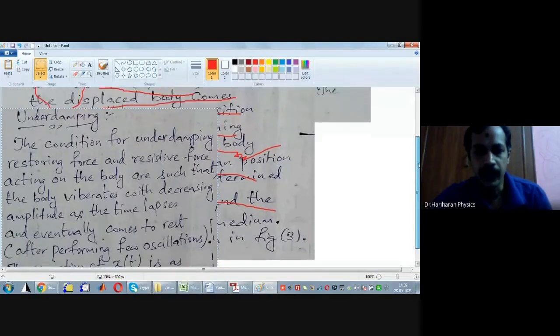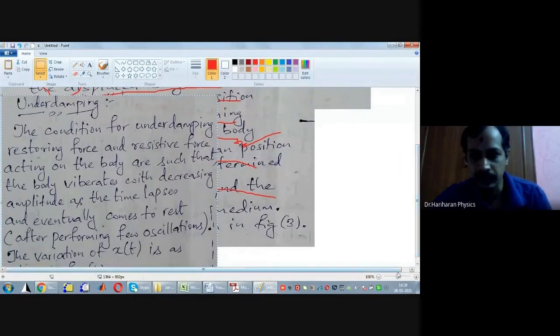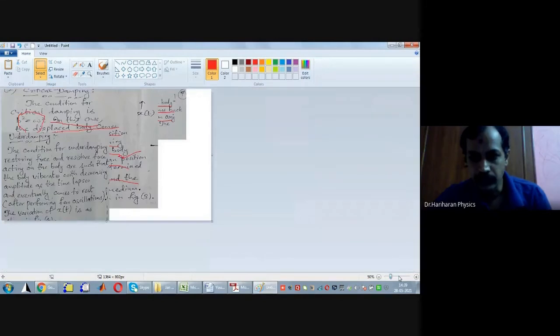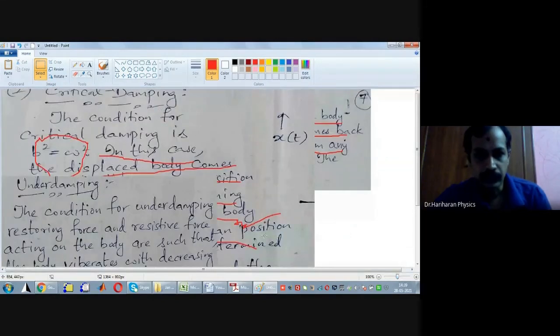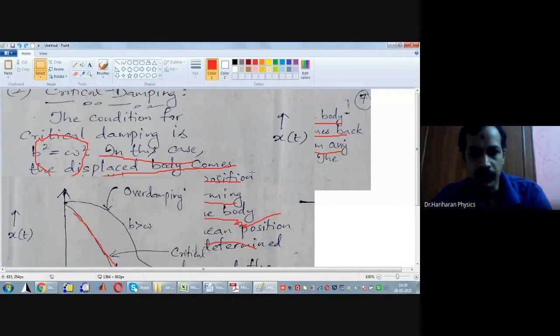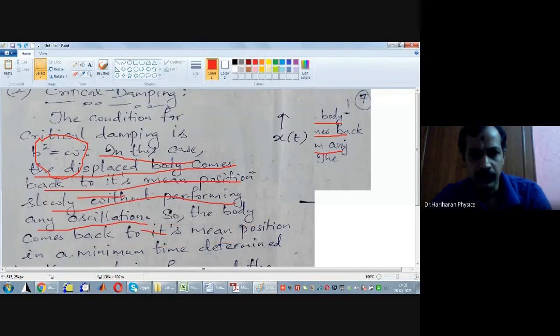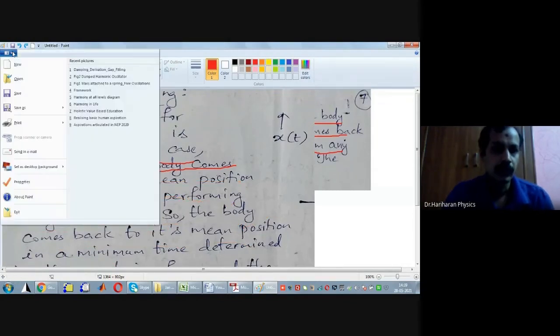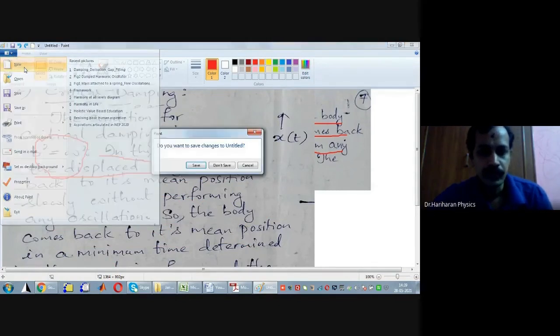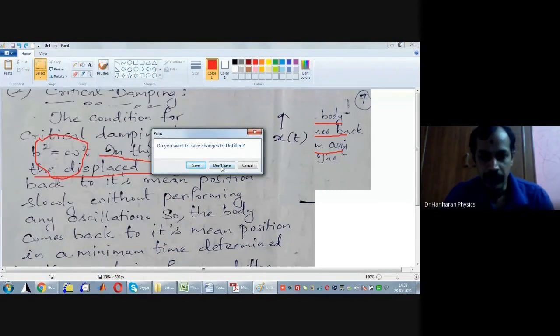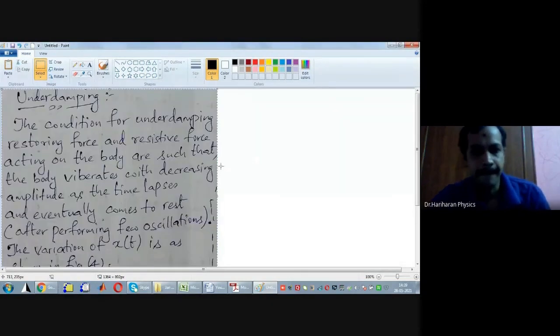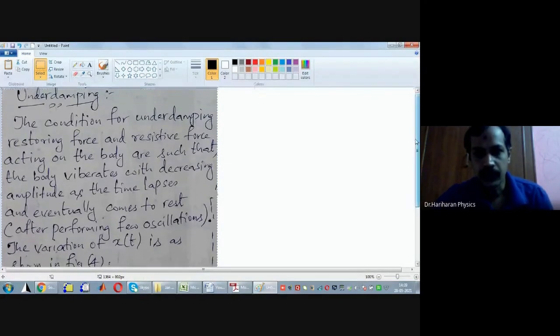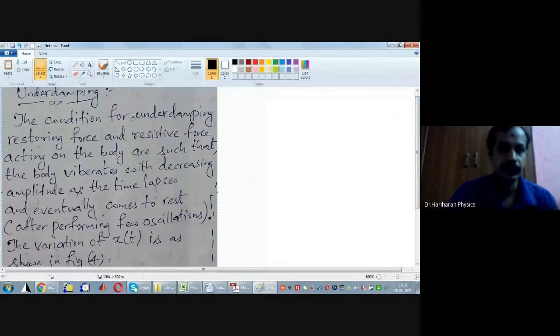Okay, the case of underdamping, what happens? I'll remove all the old stuff. New. Don't save my earlier things. Okay, now look here. I think I'll adjust this. So in the case of underdamping, what happens?